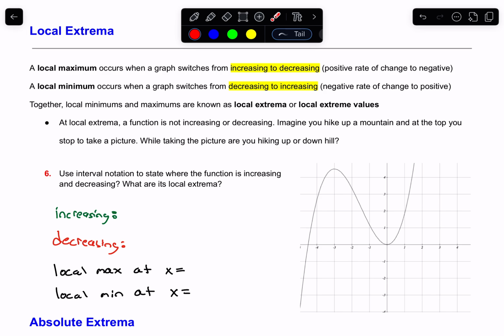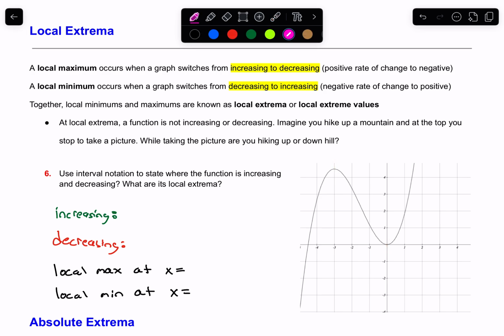Well, the answer is neither. You're not doing anything. You're just sitting there or standing there taking a picture. And so at the top of the hills and at the bottom of the valleys, if you're taking a picture, you're not going up or down, you're just constant. Okay, so when we say increasing and decreasing, we don't include the tops and bottoms, the maxima and minima.